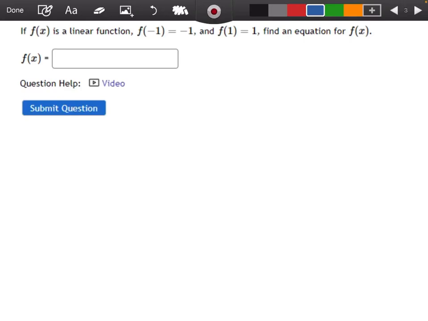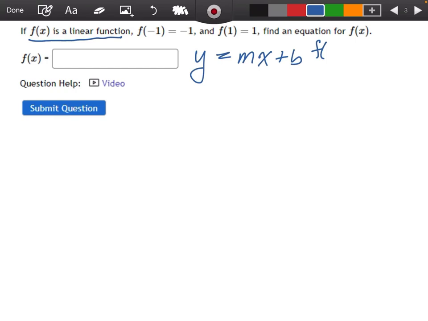All right, y'all, this is another question from the review for test number 2. And so the first thing I want to do here is read through the problem. It says f of x is a linear function. So y'all, the first thing I'm going to think about, because it's a linear function, is the equation of a line in the form y equals mx plus b, okay?